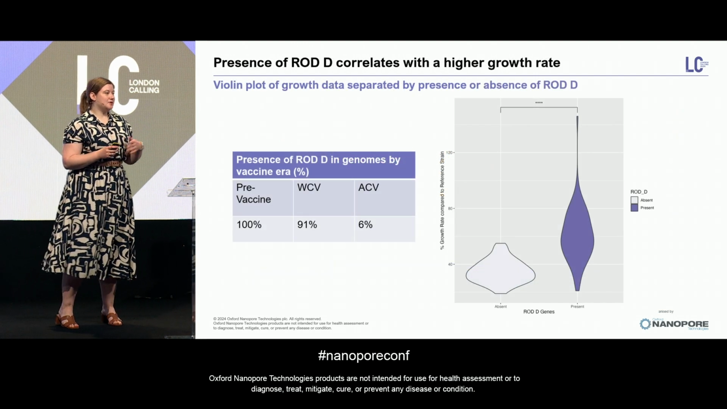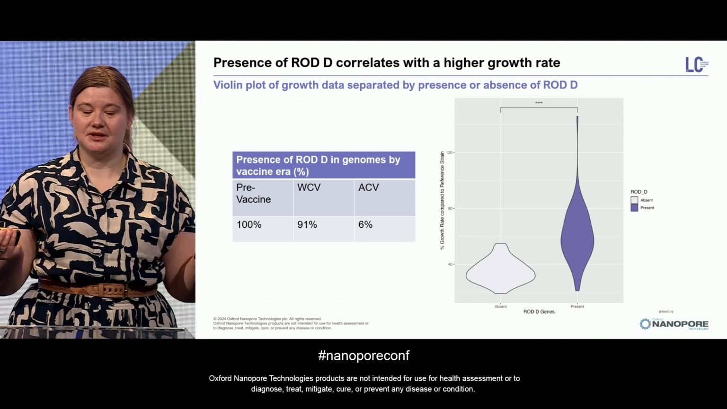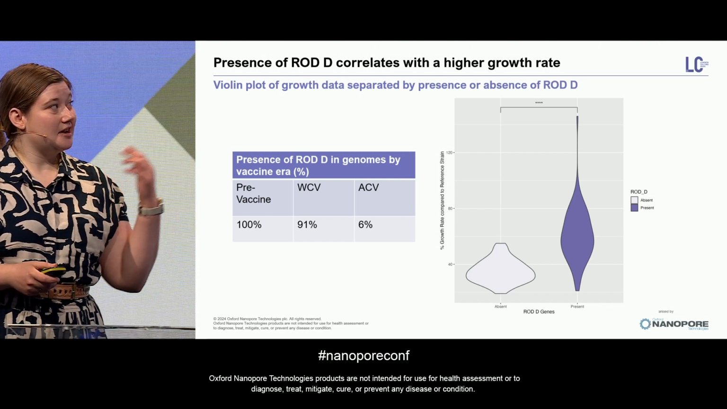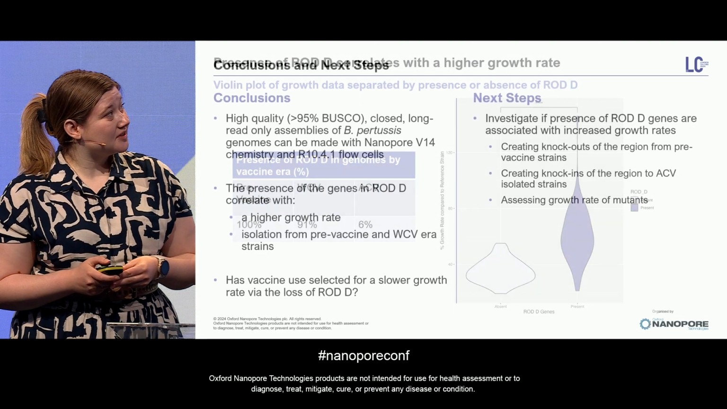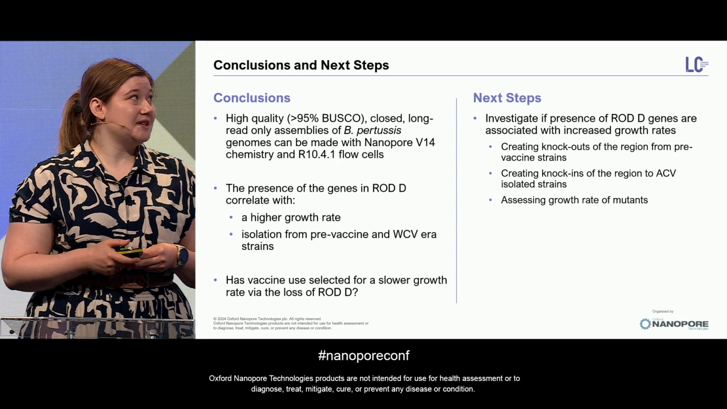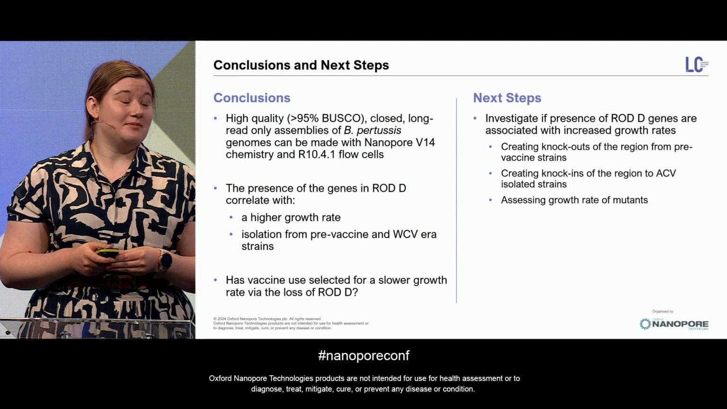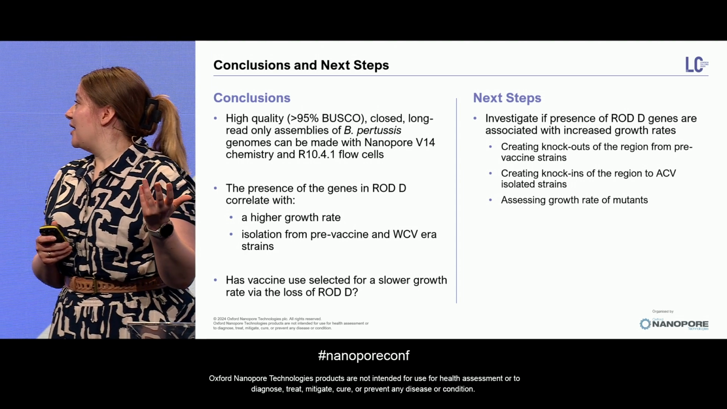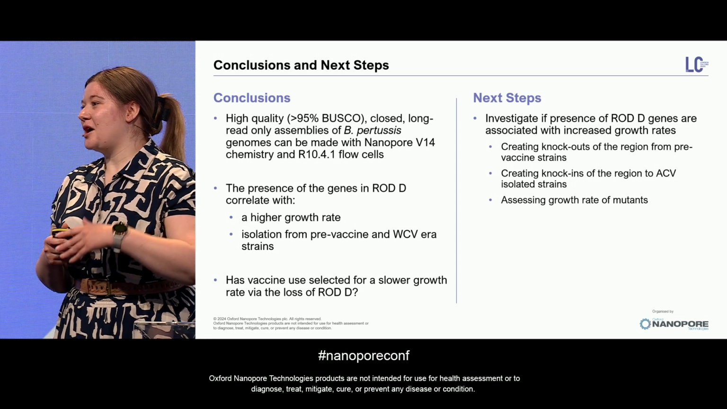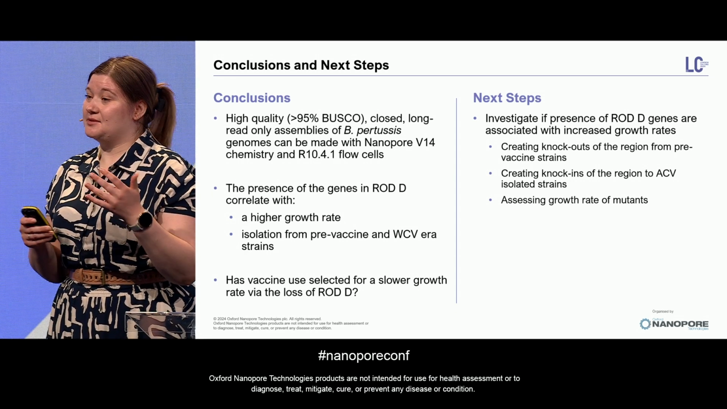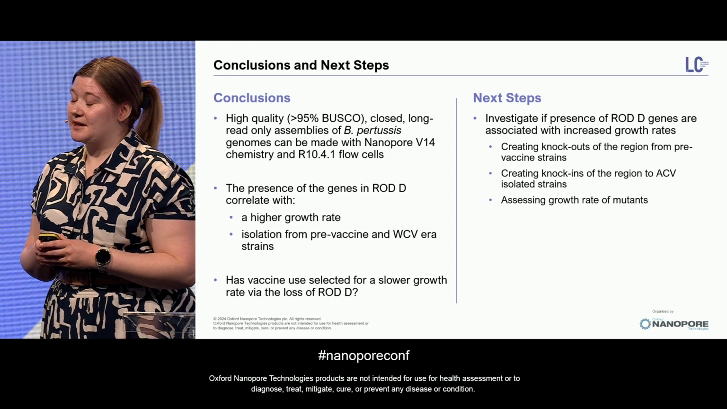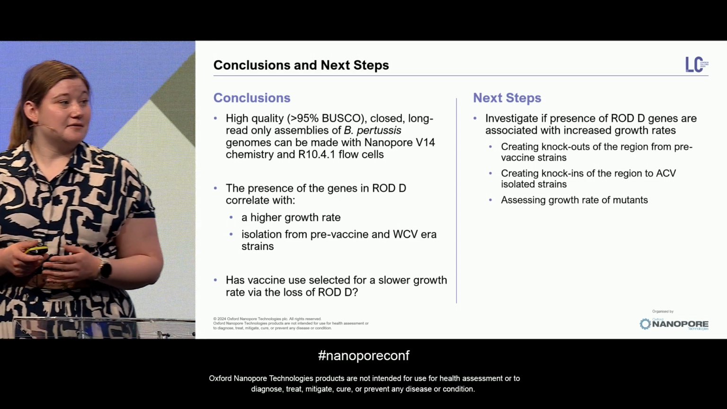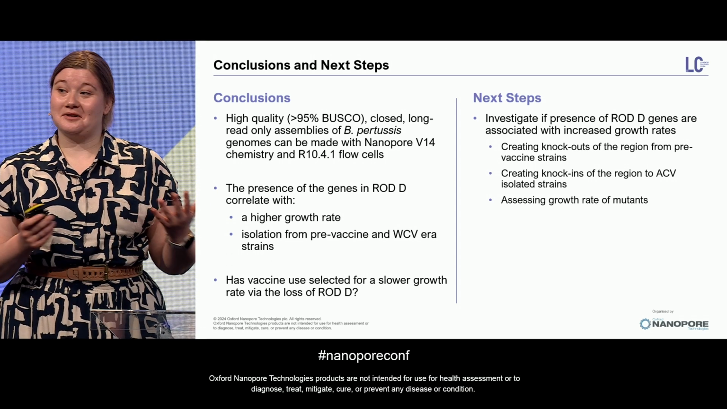And yes, if you're a pertussis and you have this region of difference, which is about 24 kb, you're more likely to grow faster and be isolated in the older era. And so in conclusion, we were able to sequence high-quality nanopore-only assemblies for pertussis, find this region of difference which might be important for growth, and these were isolated in the pre-vaccine, whole-cell vaccine era, begging the question whether this has been lost and we are selecting for slower growth. And what that might do, we don't know.